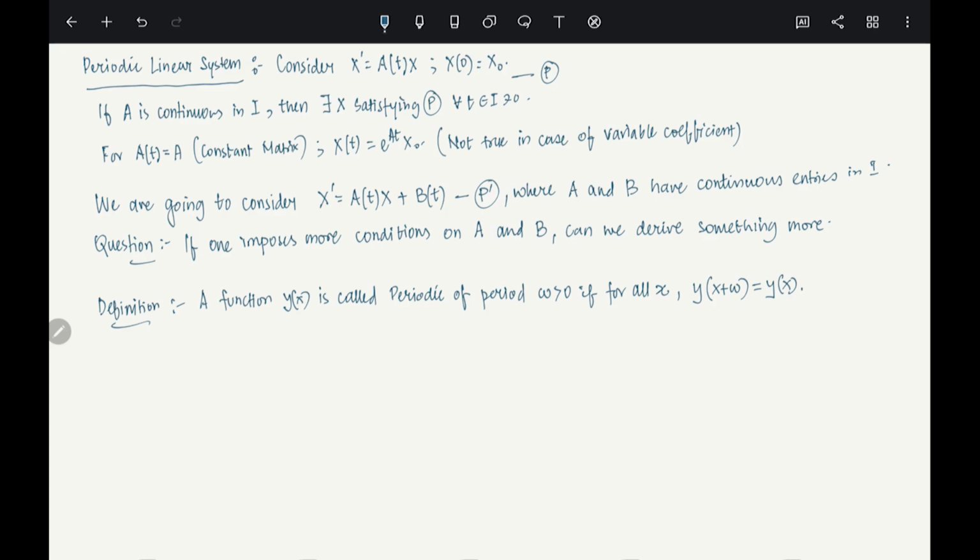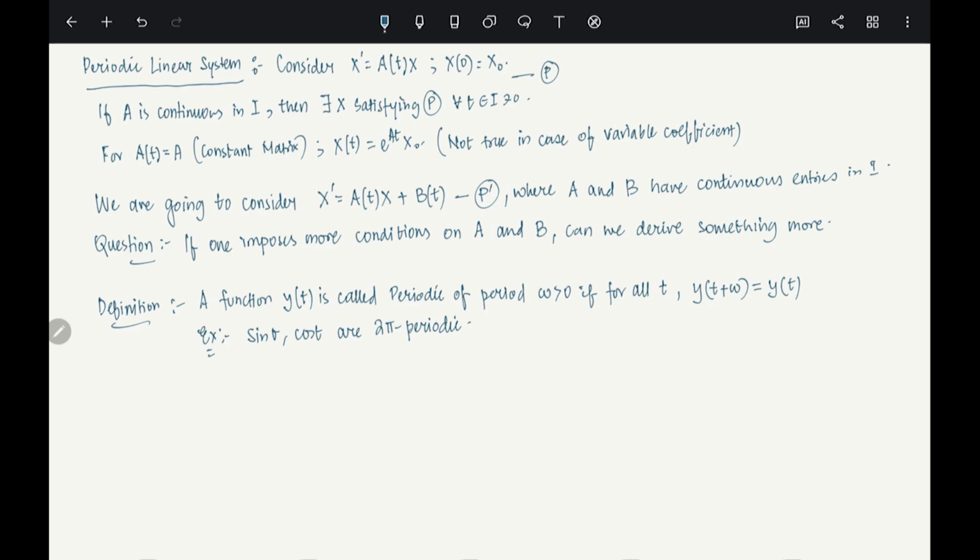As an example, you know that sines and cosines are periodic functions, and the period is 2 pi. Let me change the definition a little bit and write it as y of t, so you don't get confused. So sine of t or cosine of t are all 2 pi periodic. What does it mean? It means sine of x plus 2 pi is nothing but sine of x.